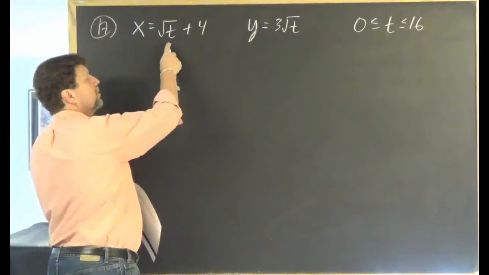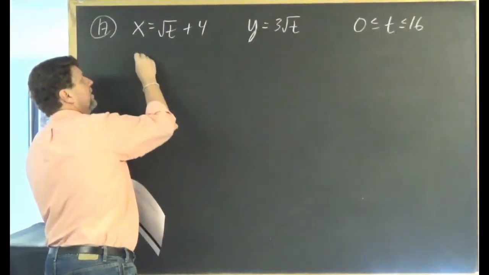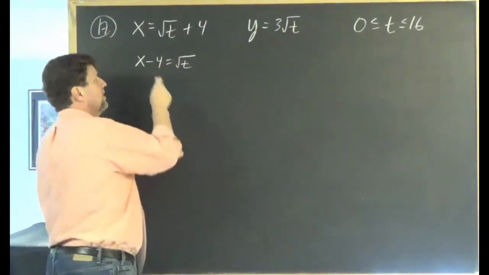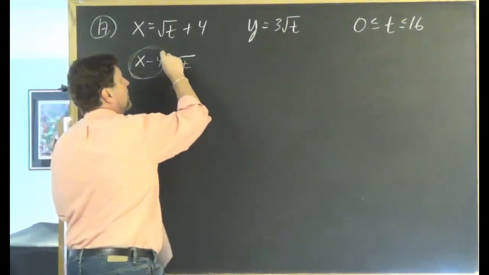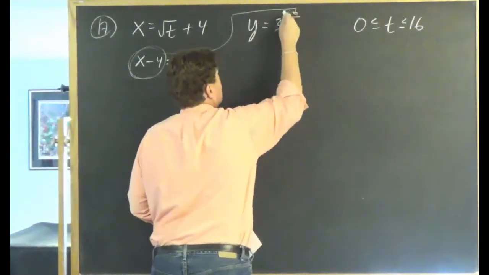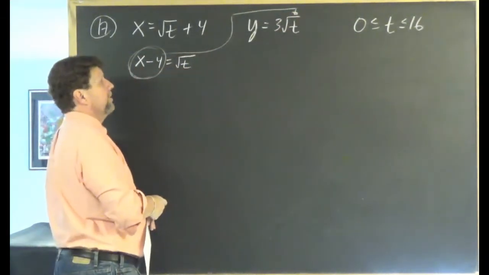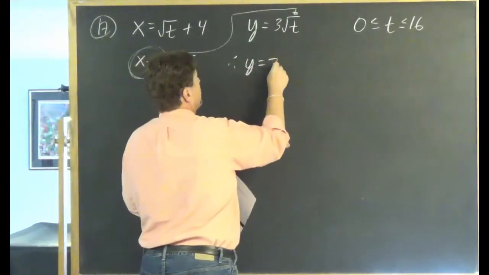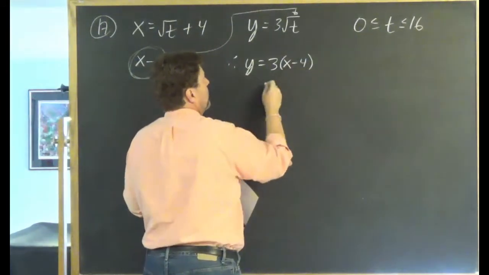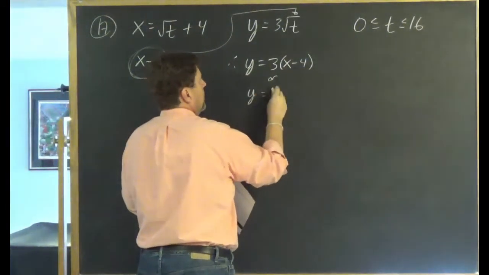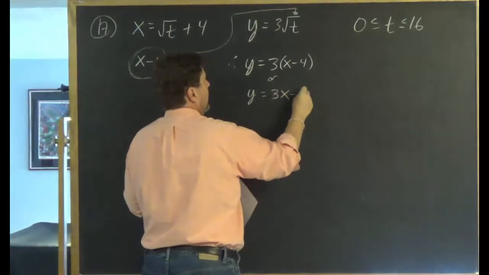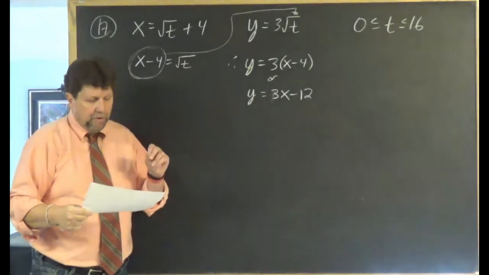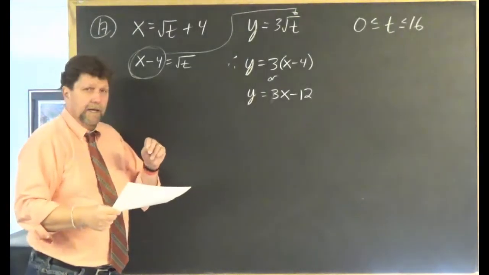If I know x equals square root t plus 4, then I know x minus 4 is the square root of t. So I can take x minus 4, toss it right in there for the square root of t, to immediately get y equals 3 times x minus 4, or y equals 3x minus 12. That was pretty friendly, but I am going to make a special note here.